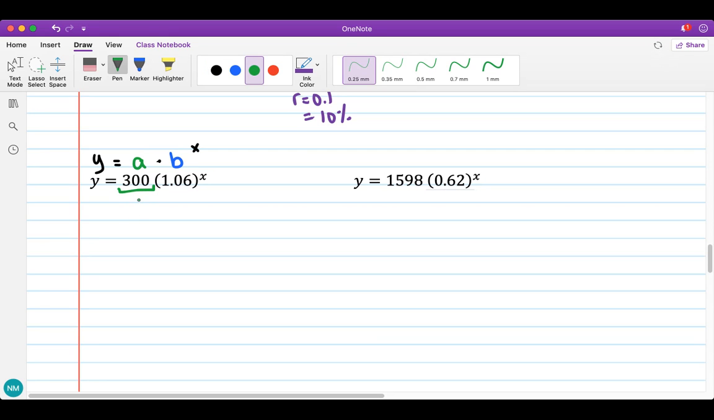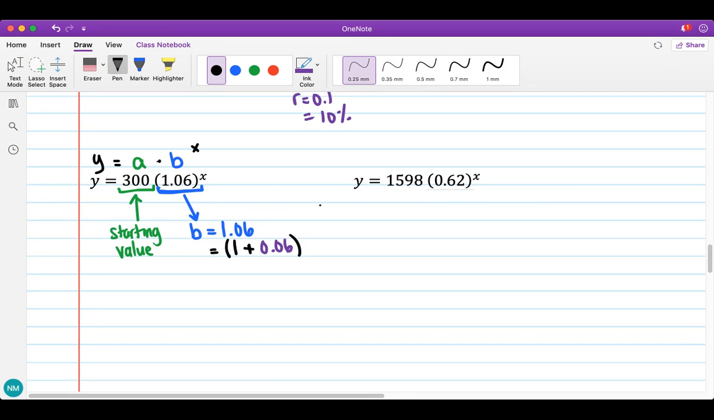So A is 300, meaning my starting value or my initial value or my y-intercept is 300. This is my coefficient. Now, this is my B value, 1.06. I'm going to write this here. B equals 1.06, which is equal to, how am I going to rewrite this as 1? Is it going to be plus or minus? Well, it's greater than 1, so it's going to be plus. 1 plus 0.06.